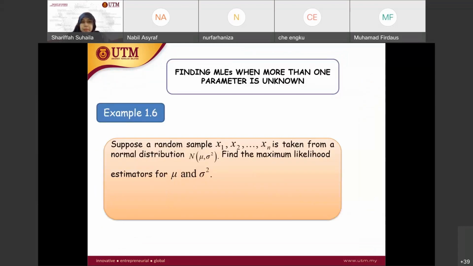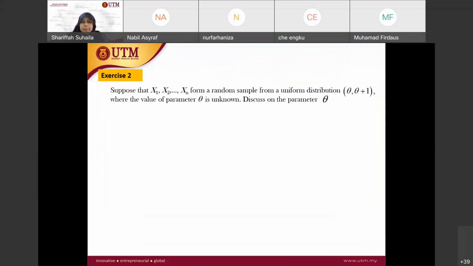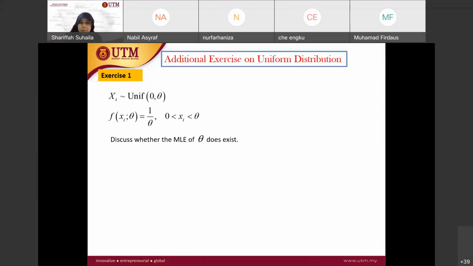We already did this one. Back to this exercise. This one is a uniform distribution, but it is in the form of theta plus 1. The value of the parameter theta is unknown, but before this, we already discussed the uniform distribution.